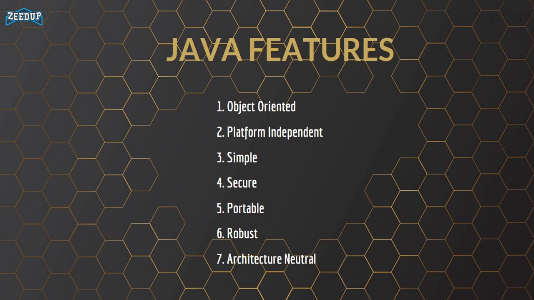Apart from this, the last but not the least important feature of Java is that it is architecture neutral. The Java compiler generates an architecture neutral object file format, which makes the compiled code executable on many processors with the presence of the Java runtime system. This Java runtime system is known as JRE or Java Runtime Environment.